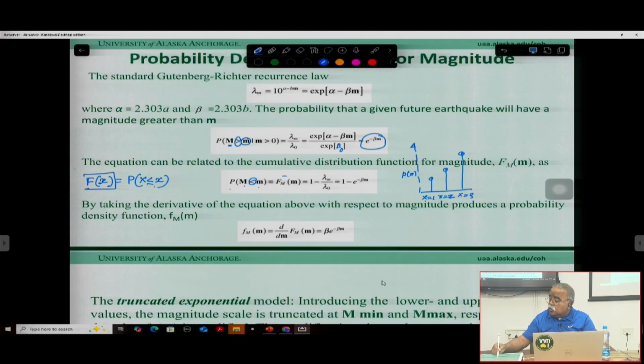Fm, this one. Since the probability of greater than m is lambda m by lambda 0, therefore less than m will be 1 minus this one, right? Basically the probability of X less than or equal to x. F greater than or equal to x means it is 1 minus Fx, right? So that is the rule. Therefore the cumulative distribution function is 1 minus this one. So this is 1 minus e to the power minus beta m, right? That is your probability of m, and that is your cumulative probability. So we will be remembering this one. The cumulative probability is equal to this much, right?